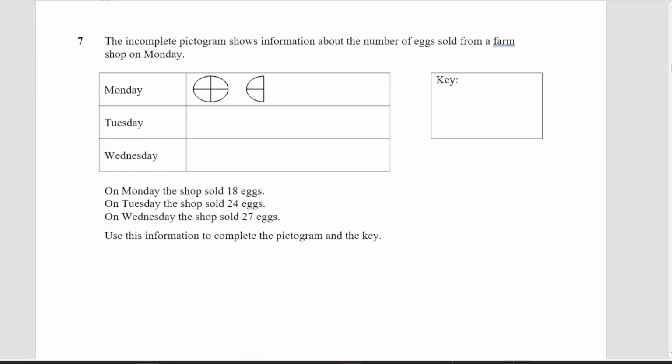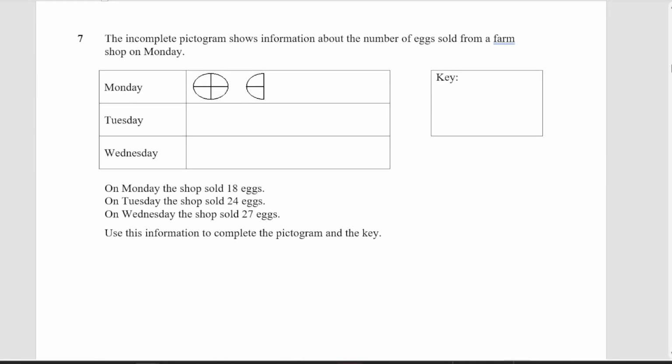Okay, question 7. We've got part of a pictogram. The incomplete pictogram shows information about the number of eggs sold on a farm on Monday. Use this information to complete the pictogram and the key. So if we've got in effect 1.5 circles equal to 18, each circle is going to represent 12. So in my key, a circle equals 12 eggs.